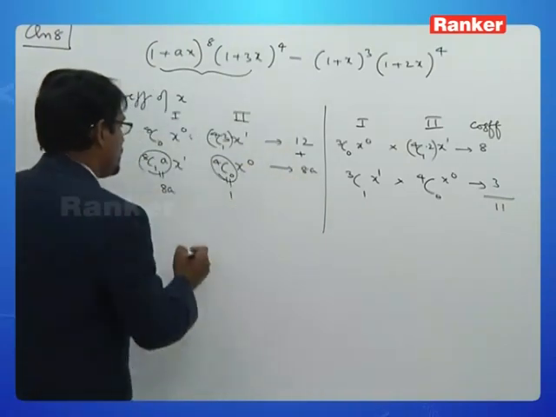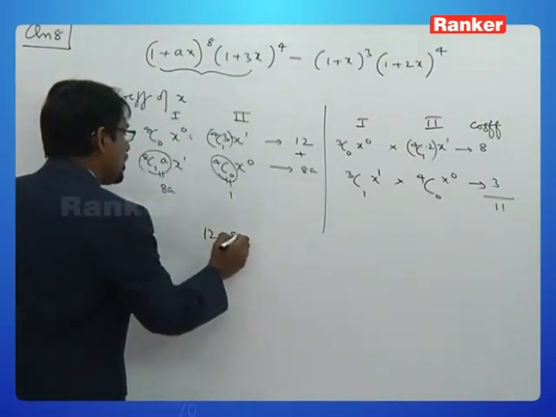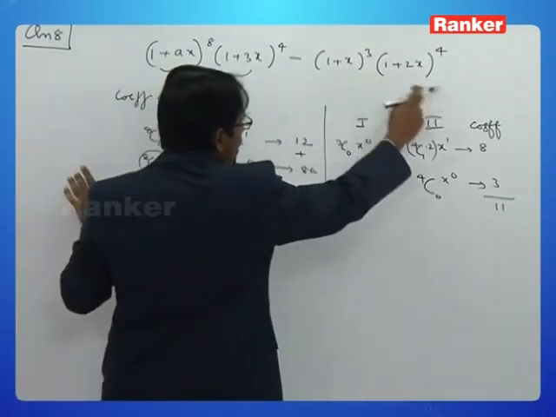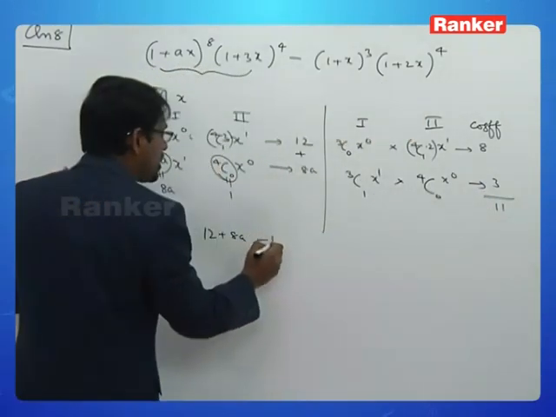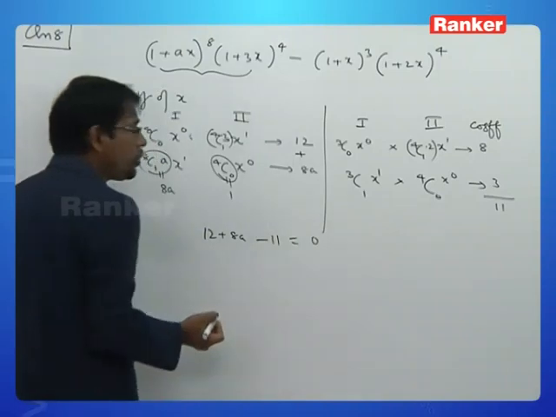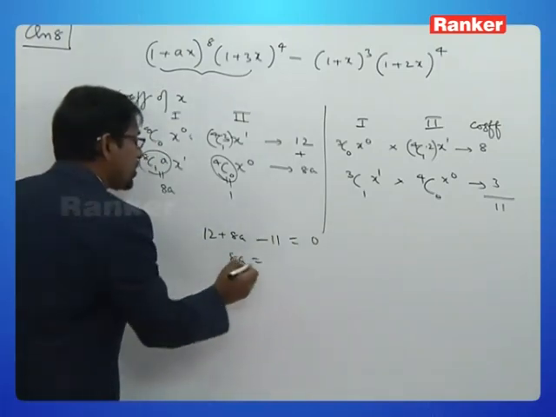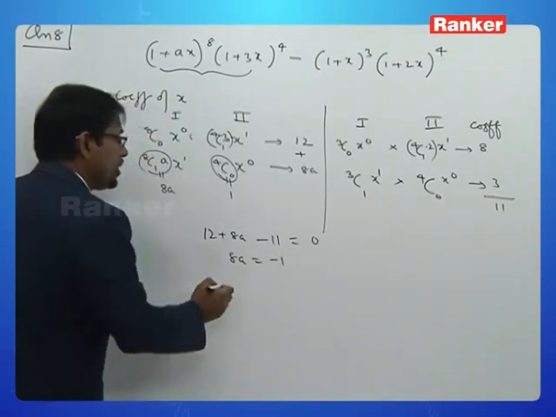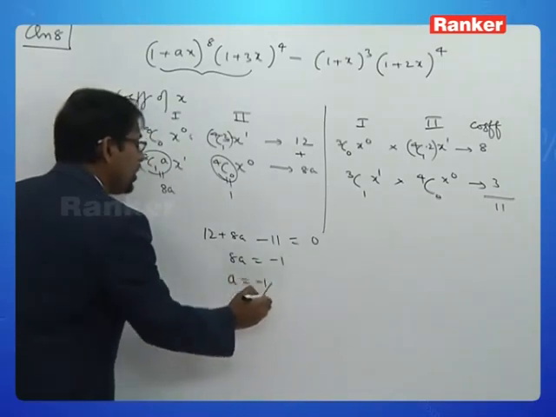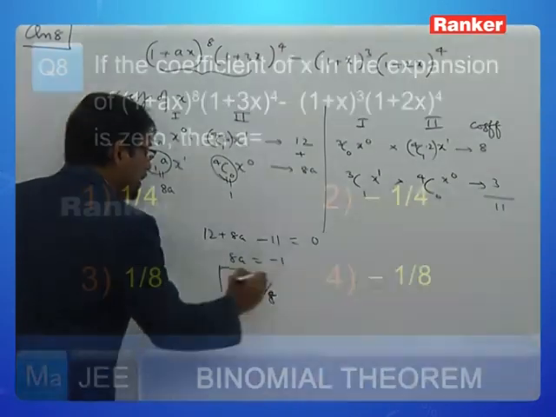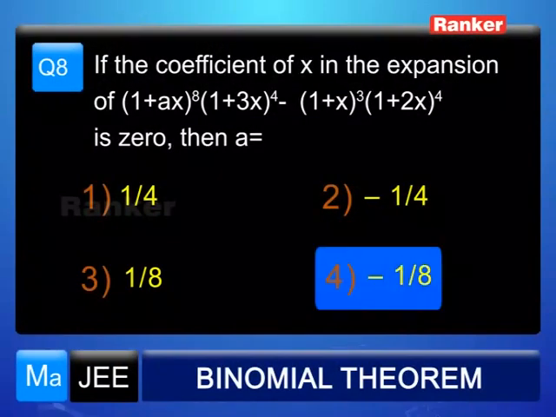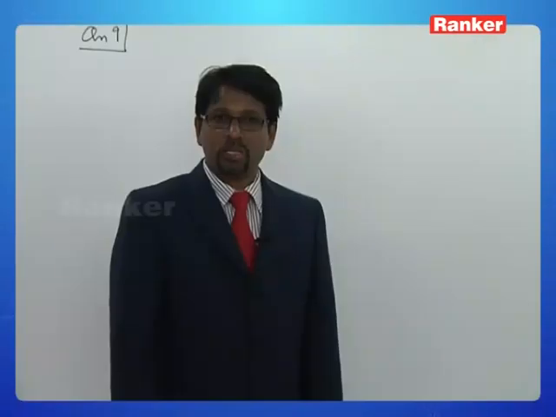12 plus 8a. So 12 plus 8a, and what was the coefficient of x here? 11. So 12 plus 8a minus 11 was given to be 0. So what is your 8a? 8a is equal to minus 1. So this implies a is equal to minus 1 by 8. Therefore, the option is 4. Let's move on to the next question.